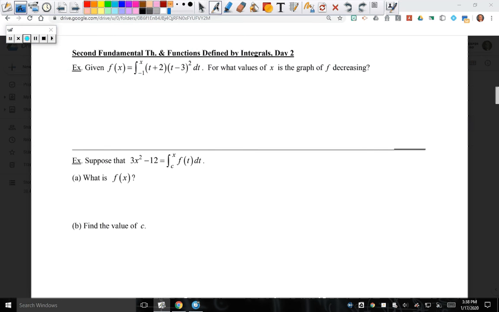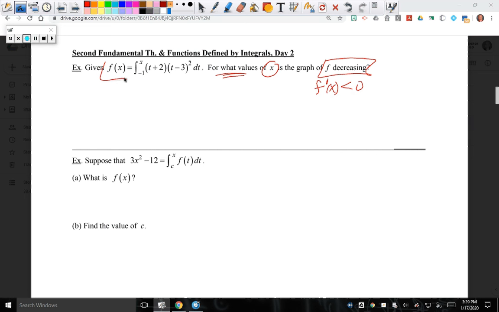Alright, here we go, guys. The second part is just more practice with the second fundamental theorem, just in different forms. Okay? For what values of x is the graph of f decreasing? Immediately I'm thinking, when is f prime negative?